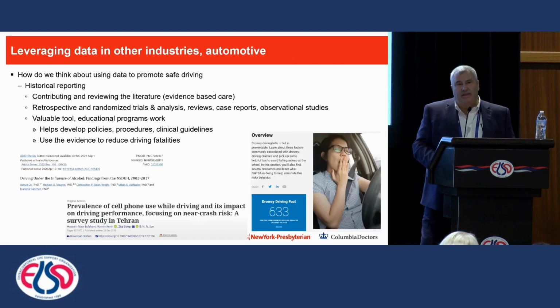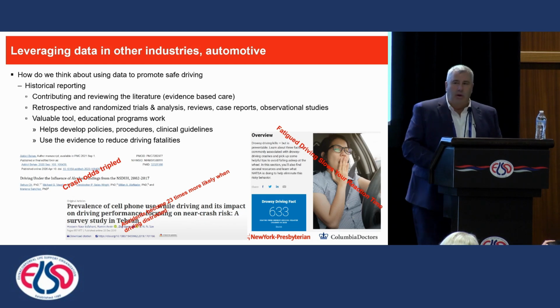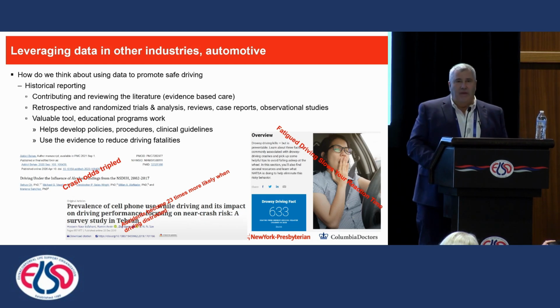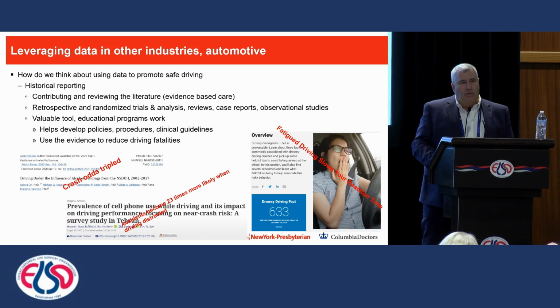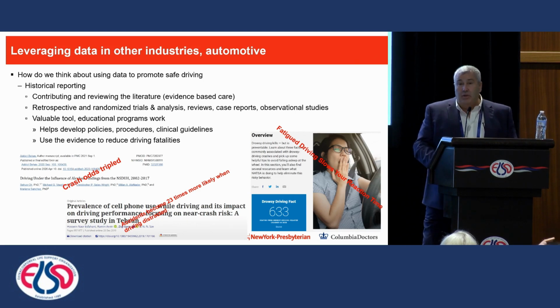One of the things I like to do is think about the automotive industry. If we think about historical data, we know that if you drive drunk, your odds of getting in a crash are tripled. If we're texting and driving, we're 23 times more likely to get into an accident. Or if we're tired when we're driving, our reaction rate is slowed significantly. So we use this historical data, we can do reports around this, and we can develop policies, procedures, and educational mechanisms to try to help reduce driving fatalities, right?